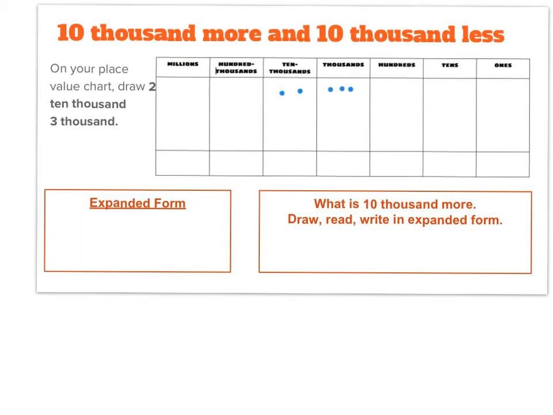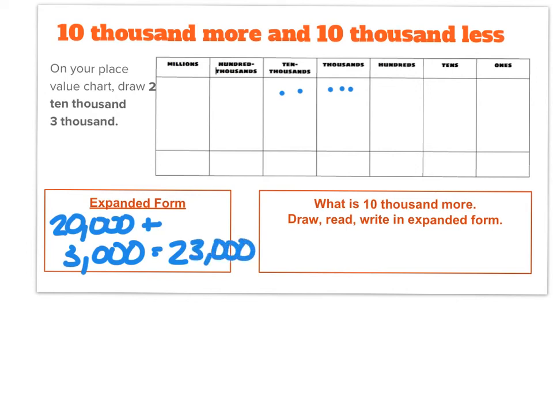I modeled 2 10,000s and 3 thousands. I'm going to write that in expanded form. So that's going to be 20,000 plus 3,000 equals 23,000.